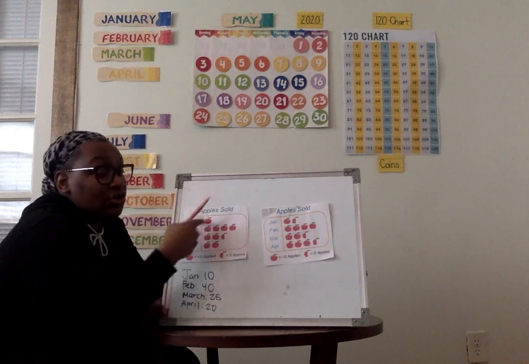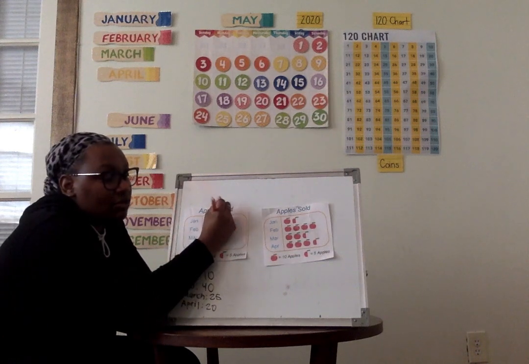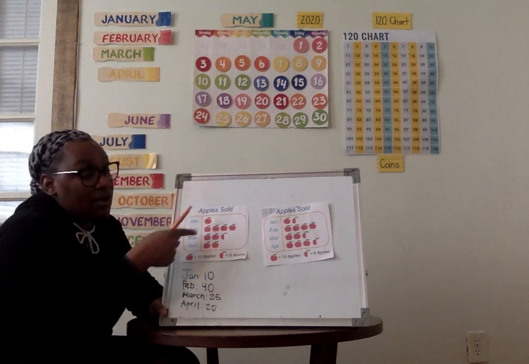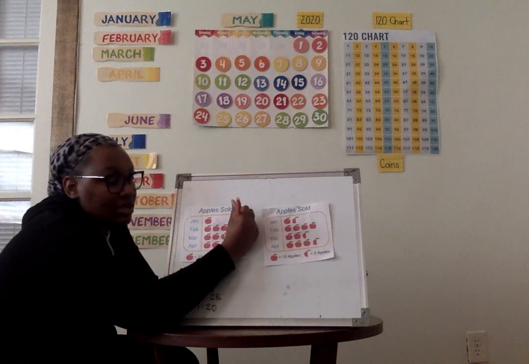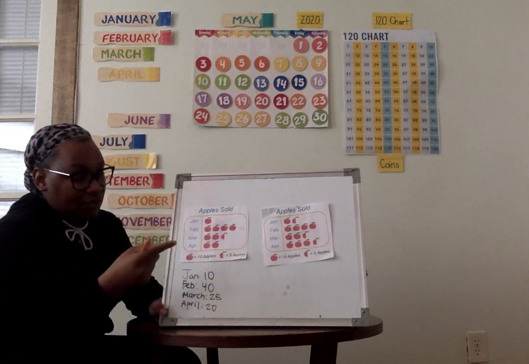So for January, it was only 1 apple, which equals 10 apples. So I'm going to write 10. We just counted February. We counted 10, 20, 30, 40. So this one has 40 for February.